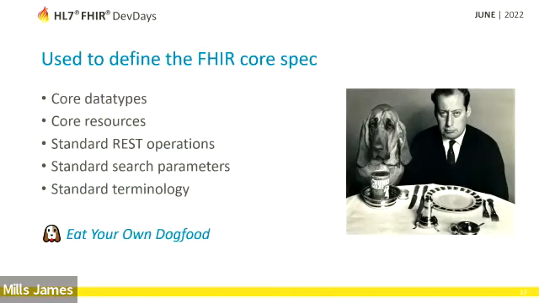So these conformance resources that I discussed are actually also used to define the FHIR core specification. So all core data types and core resources are defined by structure definitions. And of course, the operations and search parameters and terminology are also all defined by those conformance resources. And yeah, we actually also did that to test our own structures, and yeah, it worked out pretty well.